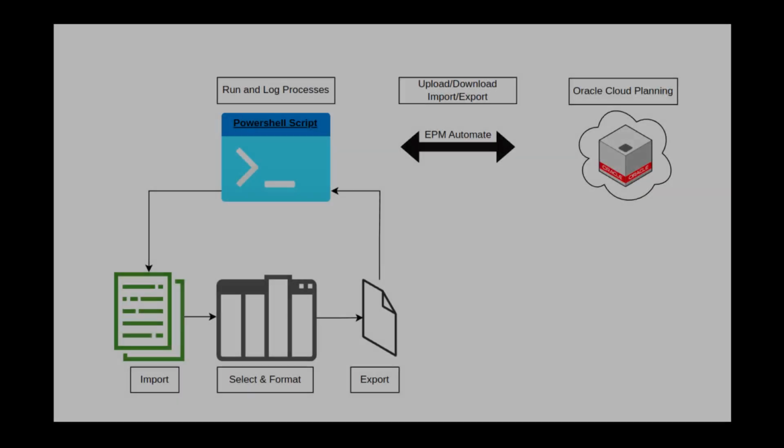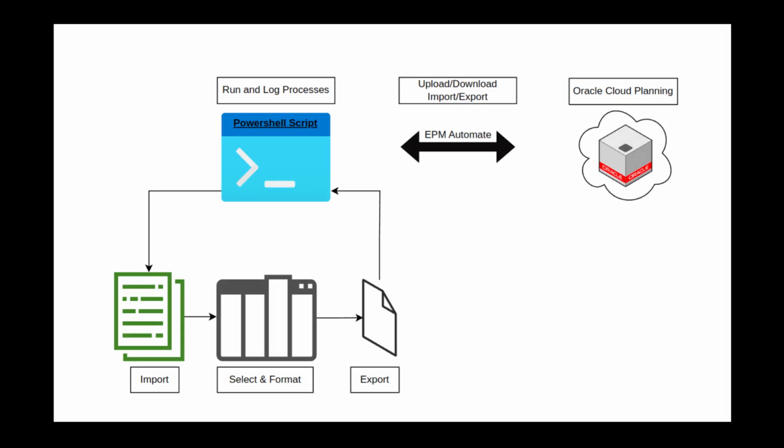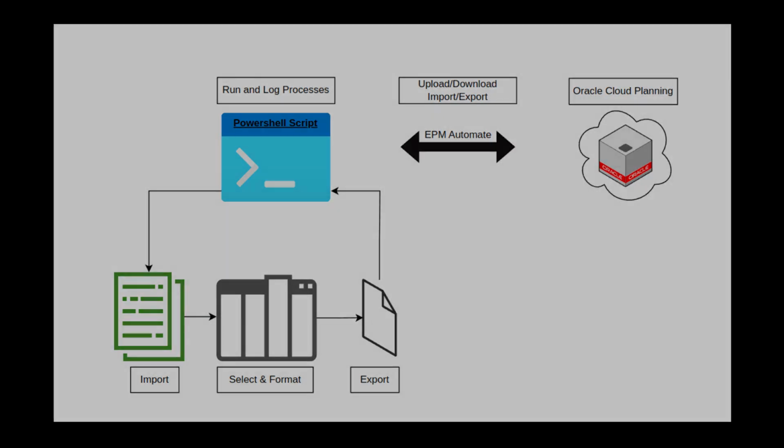The following video will go over the process of creating a script that can be used to automate the uploading of data to an Oracle Cloud EPM Planning environment. We will be writing our script in PowerShell and will be incorporating the EPM Automate tool to perform functions such as running data load rules, downloading files from our environment, and performing import and export jobs.